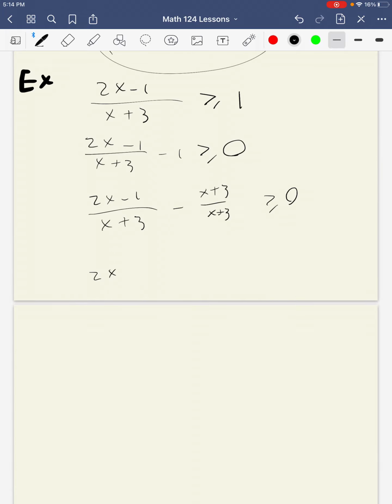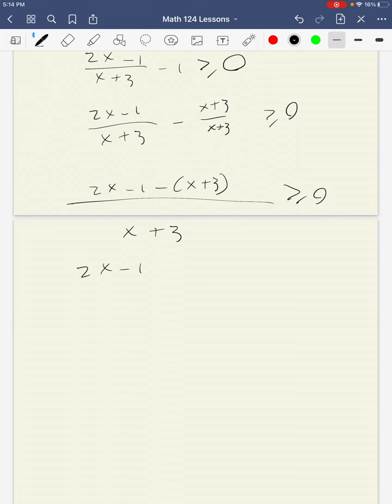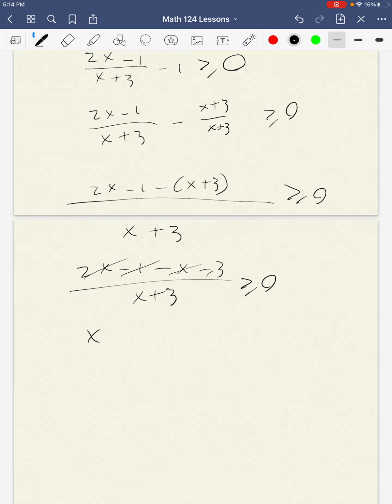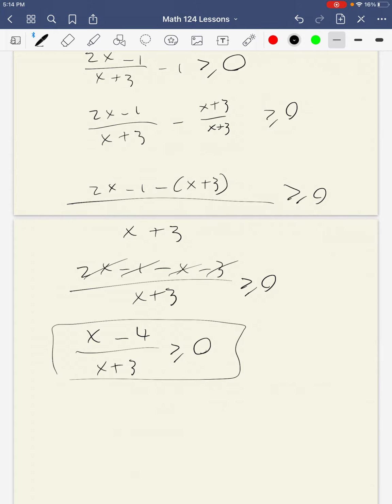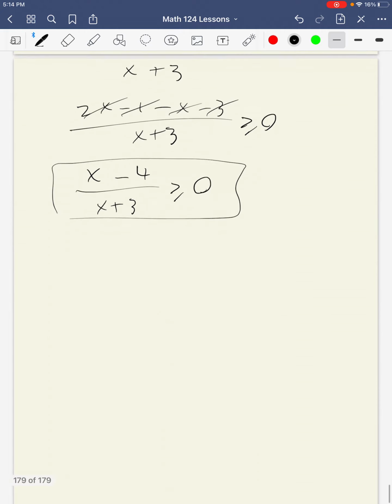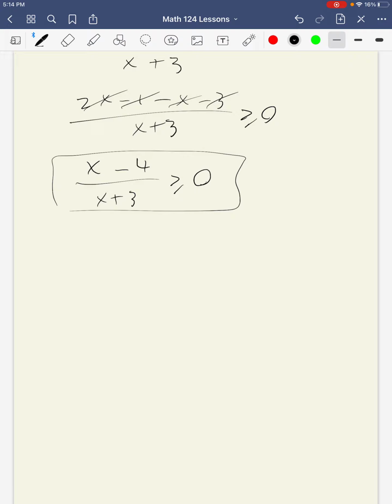So simplifying the left-hand side, we have 2x minus 1 minus x plus 3 all over x plus 3 greater than or equal to 0. So 2x minus 1 minus x minus 3 over x plus 3 greater than or equal to 0. Okay, so 2x minus 1x, that just gives us x, negative 1 minus 3, negative 4, over x plus 3. Okay, so now that everything looks clean, we could now make a number line, plug in some values, test when this left-hand side is greater than or equal to 0.